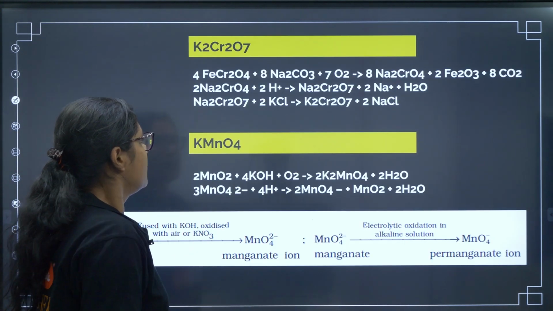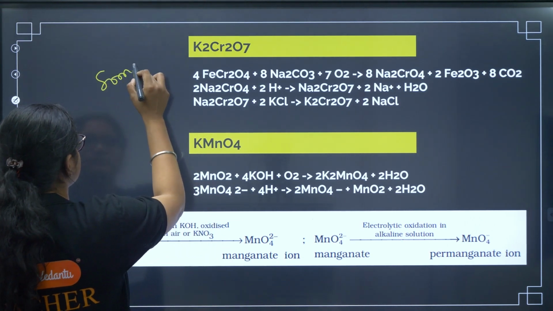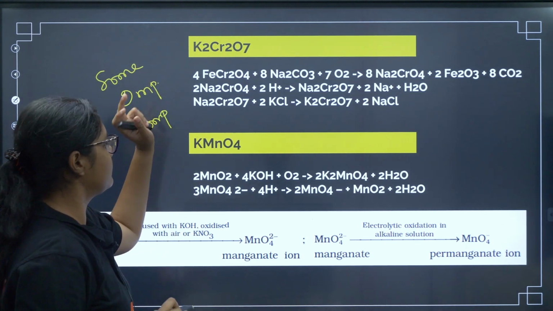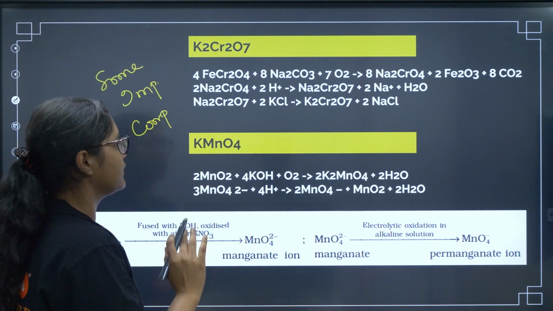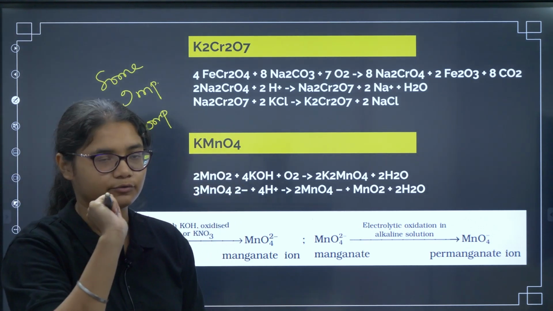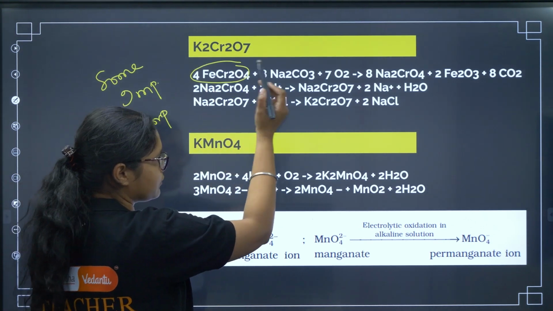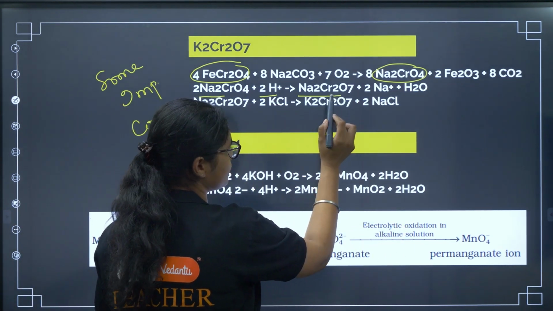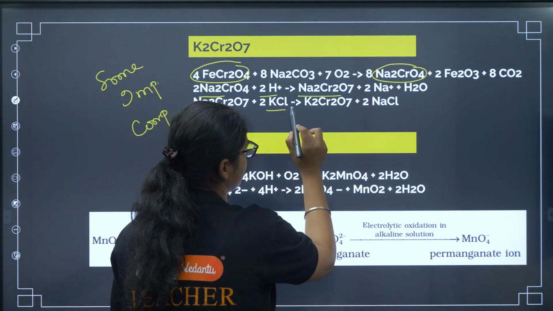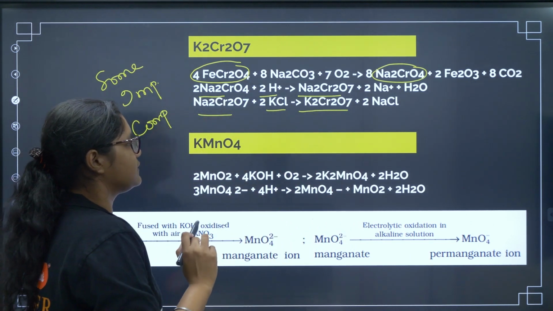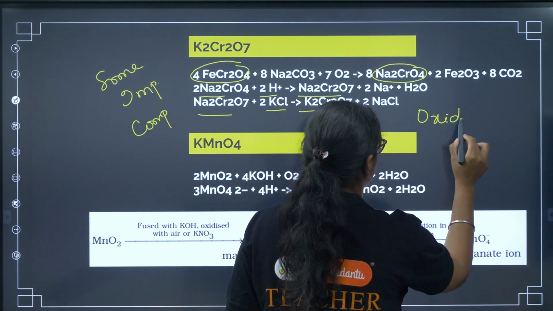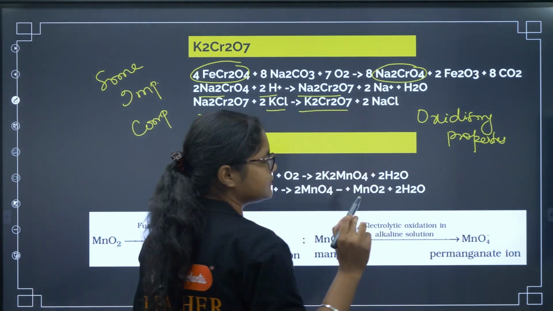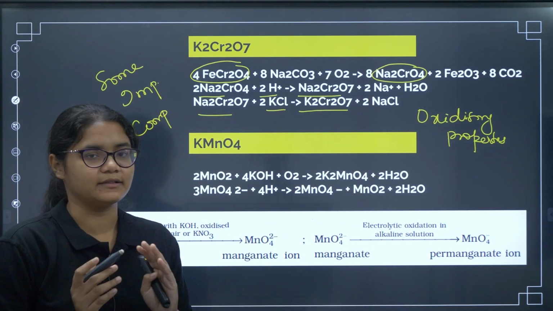Next, we will now go to some important compounds. These are two compounds we have: one is potassium dichromate and another is potassium permanganate. You have to learn these. The reactions are not asked, but the words you have to use. For example, chromite ore is taken to get converted to sodium chromate. Then sodium chromate is treated with H+ to give you sodium dichromate. Sodium dichromate is treated with potassium to give you potassium dichromate. So these reactions and their oxidizing properties you have to remember. They are very strong oxidizing agents. So those reactions and the preparation method you have to remember.